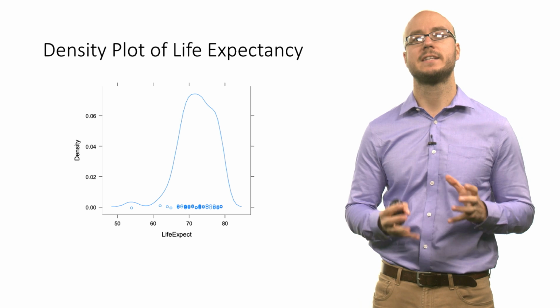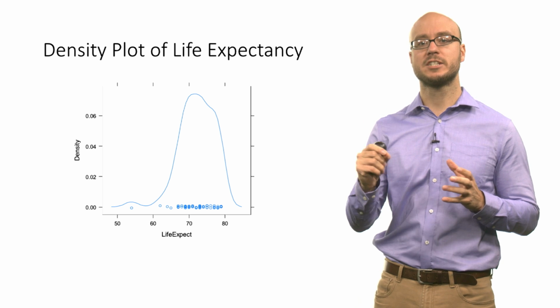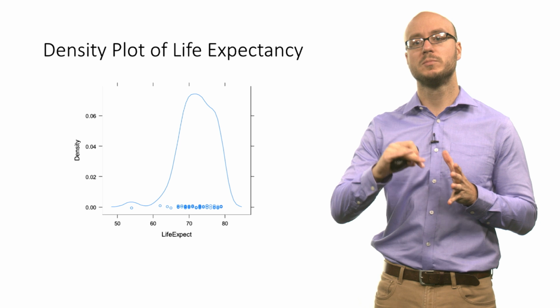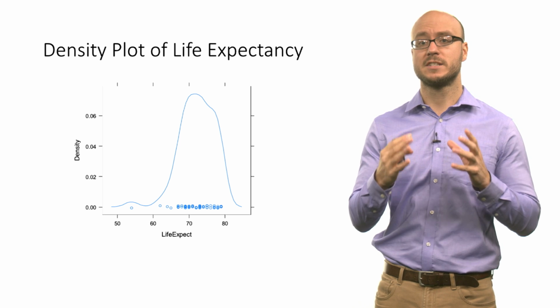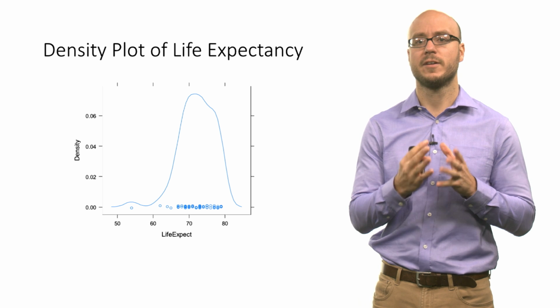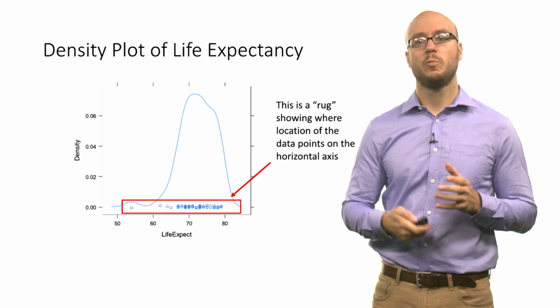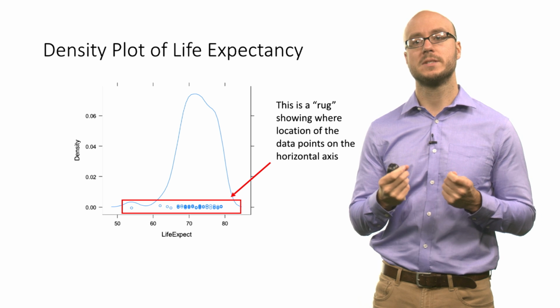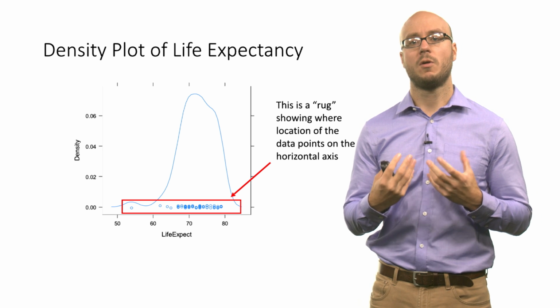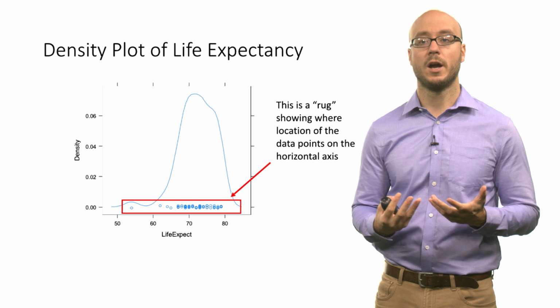So here's our data set of life expectancy. Instead of a histogram, instead of bins, you have this smooth curve, this line that is similar to a histogram with very, very, very small bins. In a density plot, because the smoothness of the curve can be misleading, we also often present what's known as a rug of data points.